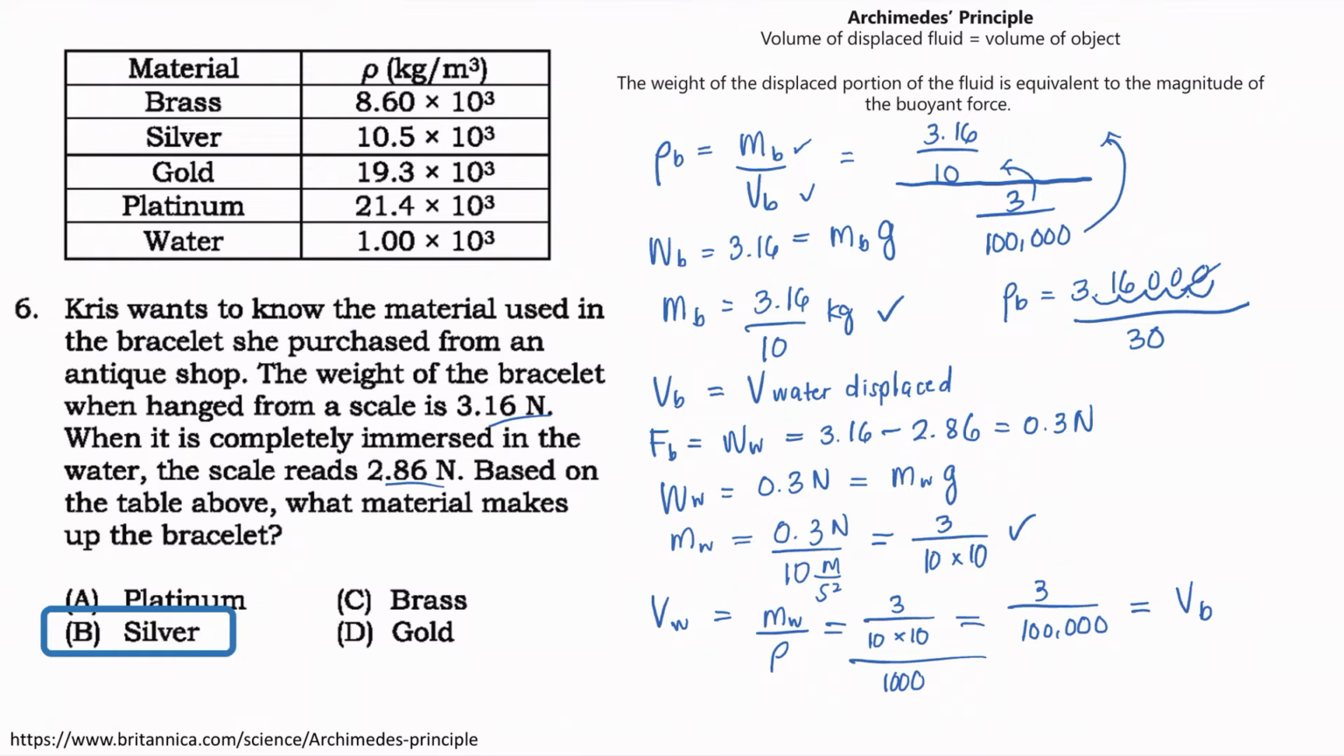So, makakancel yung 0. So, yung 316 over 3 is almost equal to 10.5 times 10 raised to 3. Yung density na makukuha natin is 10.5 times 10 raised to 3. And that is silver. So, the correct answer is silver.